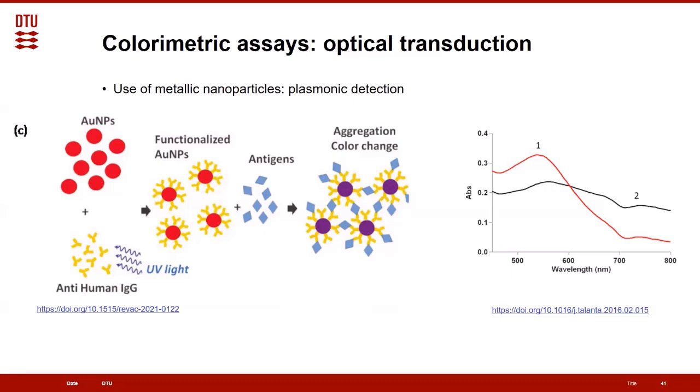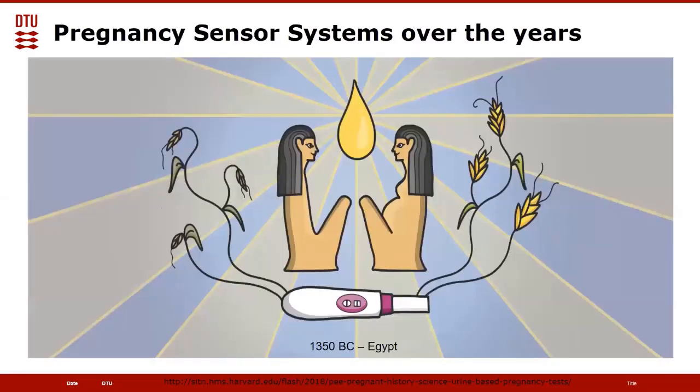But before we do that, I will just give you another example from one of the very, very early biosensor systems for point of care use in the old days. So let's look at the pregnancy sensor system and its evolution over the years. Now, the first pregnancy sensor was actually invented in Egypt in 1350 BC. It was used as a barley sensor. You would have a bag of barley or a bag of wheat, and then when women would urinate onto this, the barley would either not grow very rapidly or grow very rapidly.